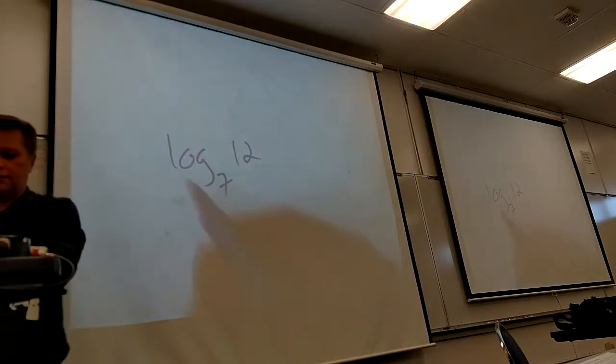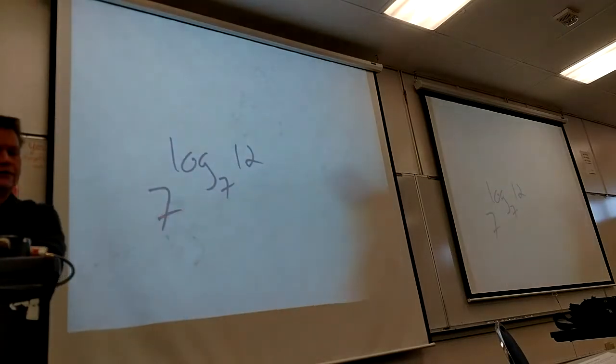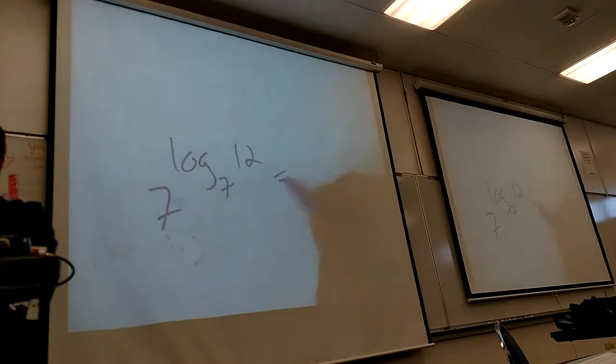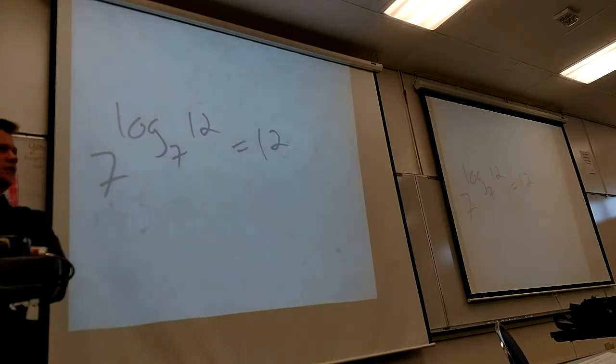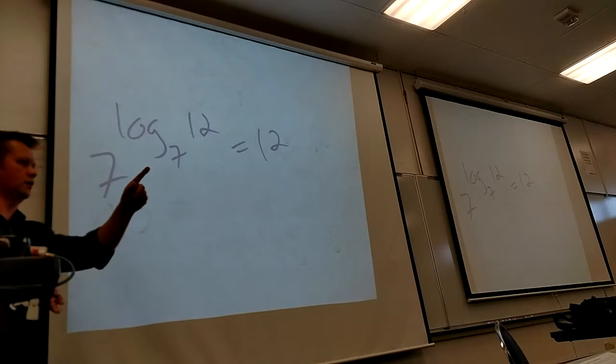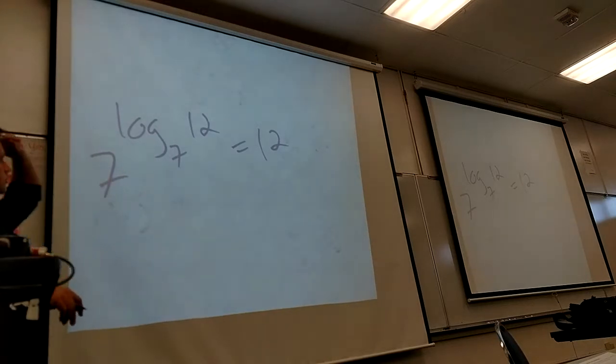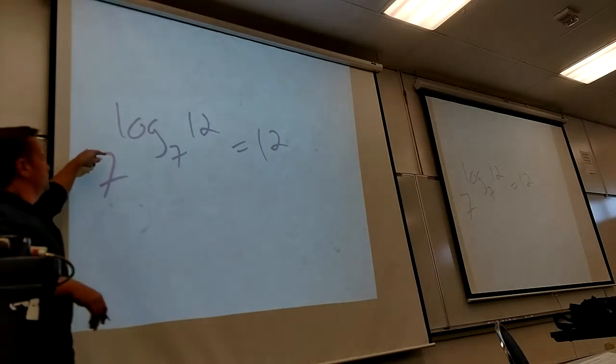So what do I get when I put this on 7? I get 12. That's what it means. What's another way to look at it? I think I just blew some of Ronald's synapses.